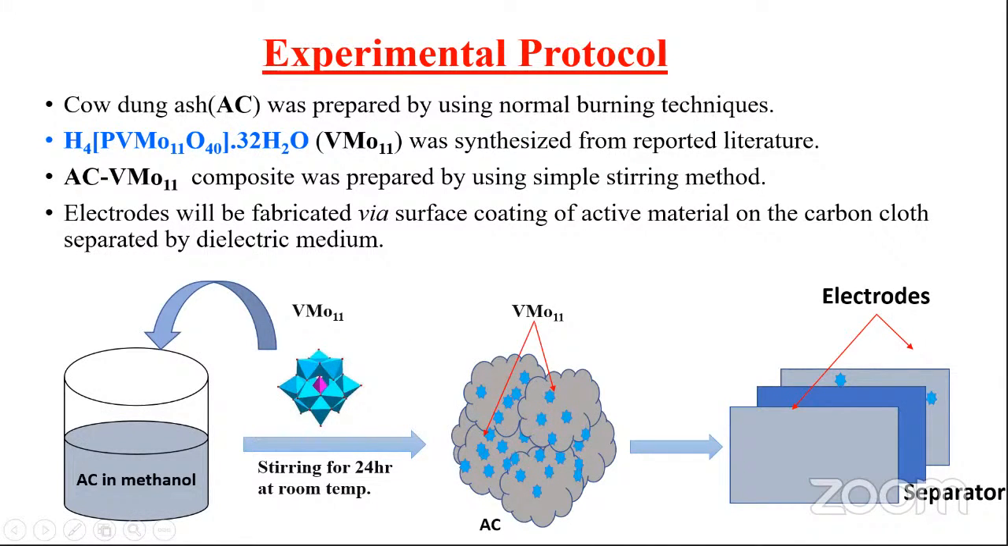So on the surface of the activated cow dung ash, all the polyoxometalate is settled. We use that as an electrode, coating it on a carbon cloth. That is our method of preparation of the electrode.